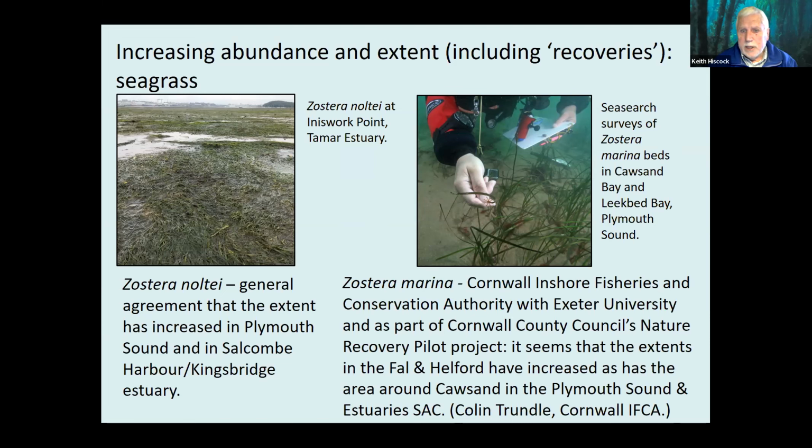There's also an indication that Zostera marina, the one which particularly suffered in the 1930s from disease and which has declined greatly around our shores, has also been the subject of various studies. The Cornwall IFCA, together with Exeter University and part of Cornwall County Council's Nature Recovery Project, it seems that extents in the Fal and Helford have increased. And it also seems that the area around Cawsand in the Plymouth Sound and estuaries special area of conservation has increased. So thanks to Colin Trundle from the Cornwall IFCA for that information.